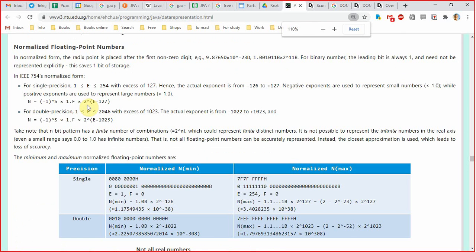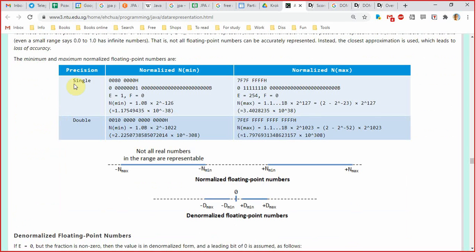Let's consider this table, which shows single precision is float, double precision is double. Here is the actual form in bits that our number can take. This is the smallest number that we can represent, so the lowest boundary of our range, and this is the biggest one. Here we see all that we have discussed.